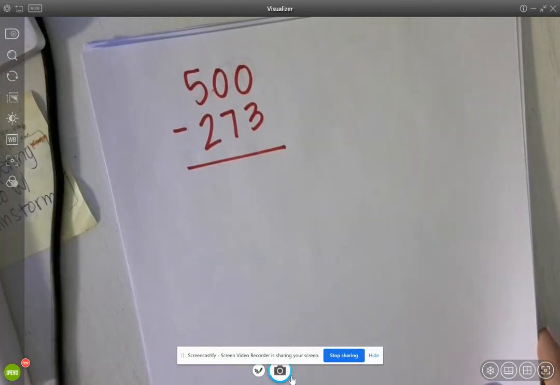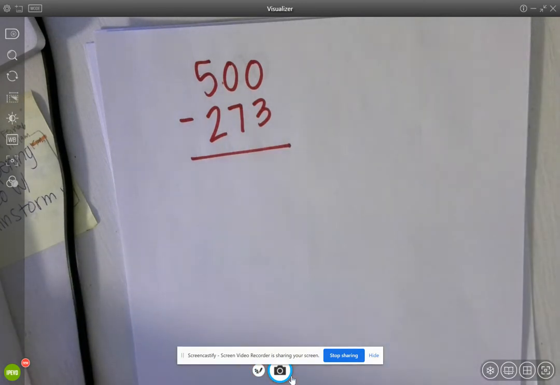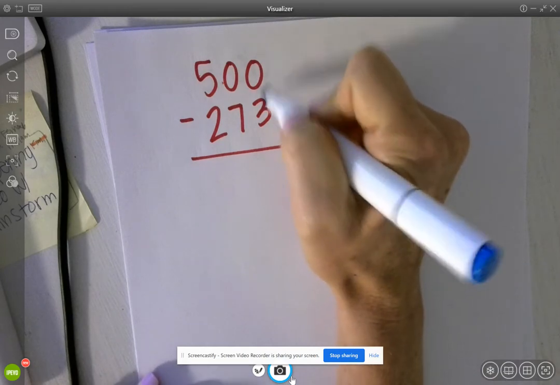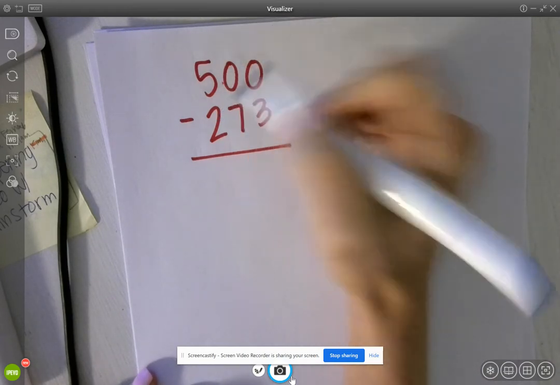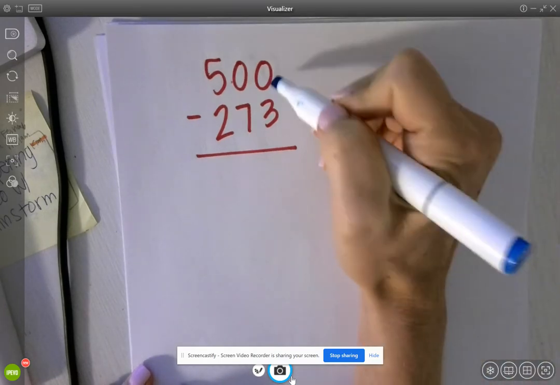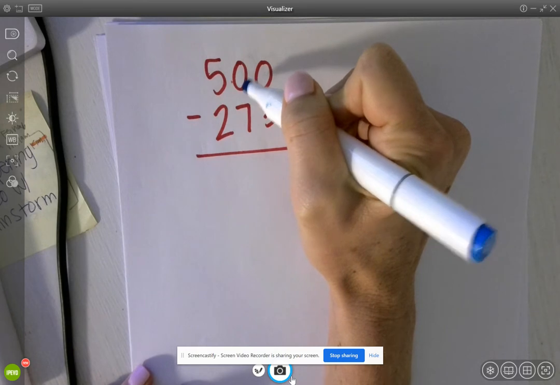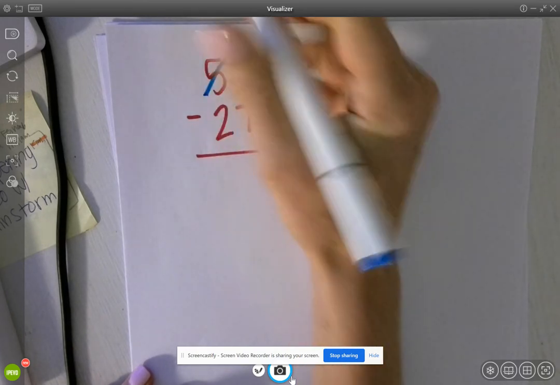Okay, so just like last year when you would solve 500 minus 273, you always start with the lowest place value. So in this case, it would be the ones, and then the tens, and then the hundreds. So 0 cannot take away 3, so I'd have to borrow from the tens place. There's also a 0 here, so I'd borrow from the hundreds place.